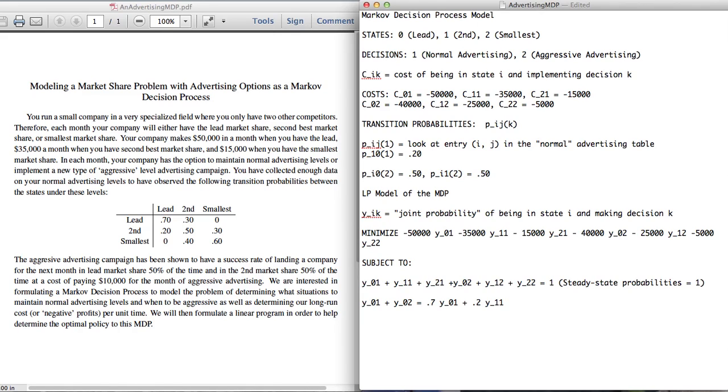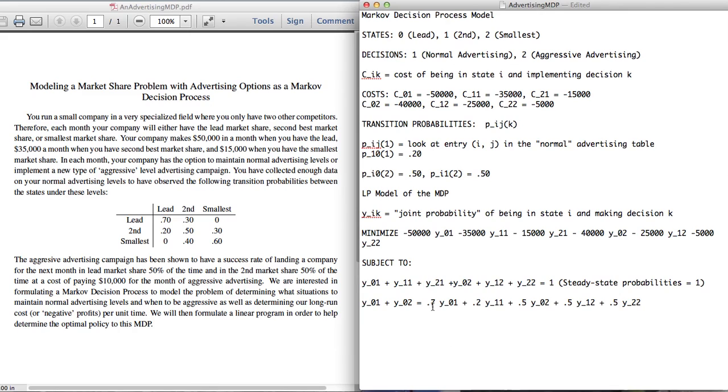And those are the two ways that I can, under the normal decisions, end up in state 0. And then I also have, if we choose the aggressive advertising in any of the states, a 50% chance of ending up in state 0. So what this means is I need to include 0.5 y02 plus 0.5 y12 plus 0.5 y22.